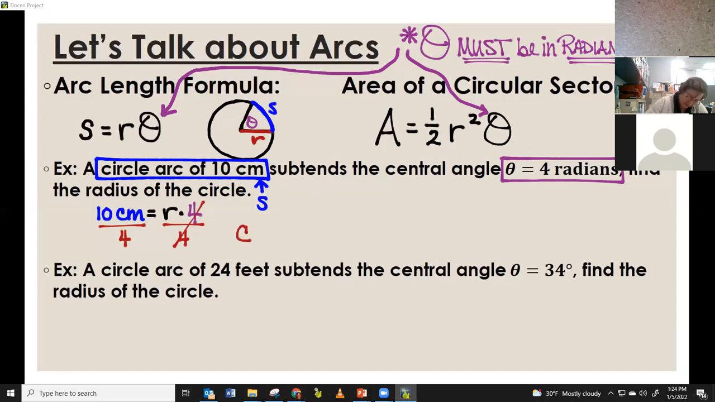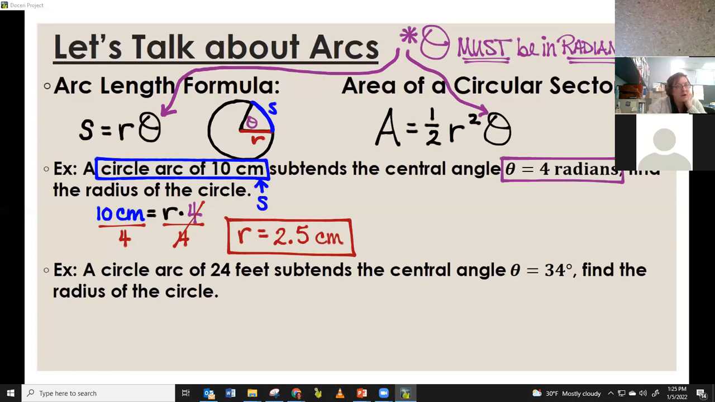2.5. So we'd say our radius is, I need units on this because we got a story here. 2.5 what? Centimeters. Yes. All right, let's look at our next example.